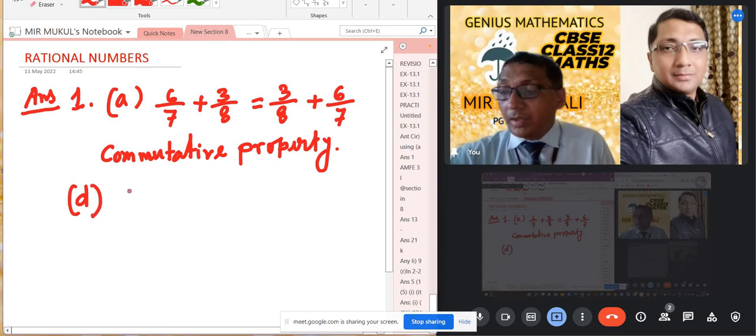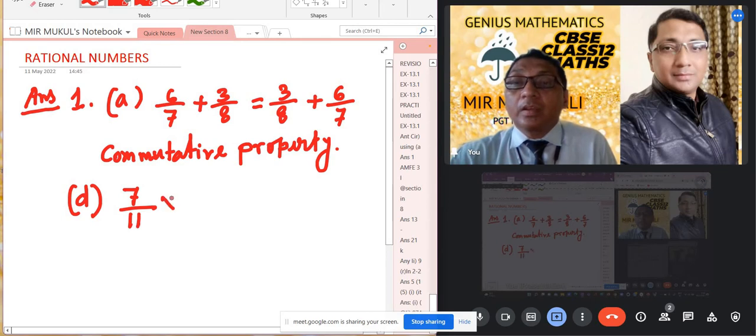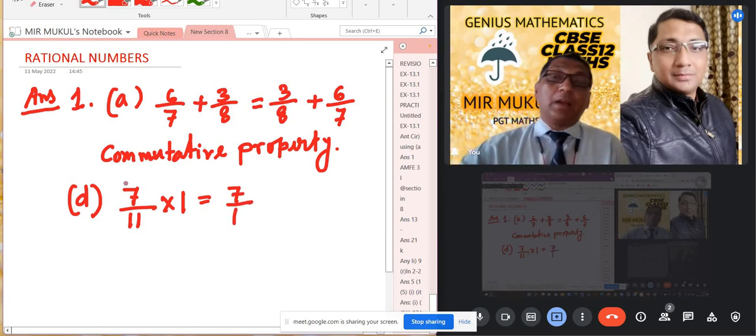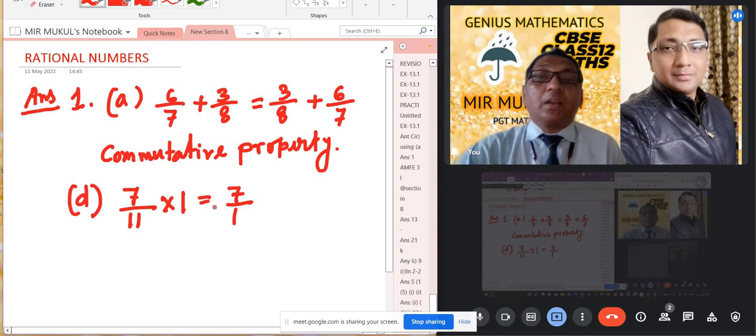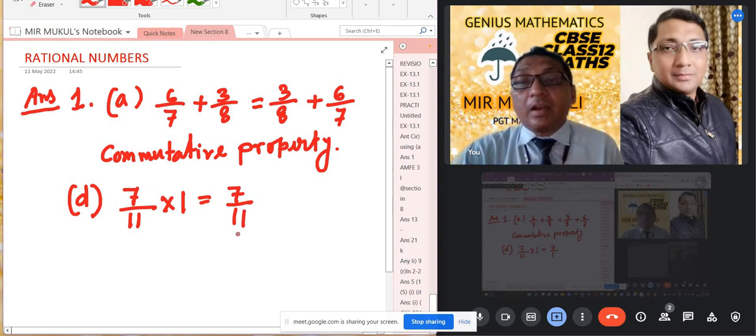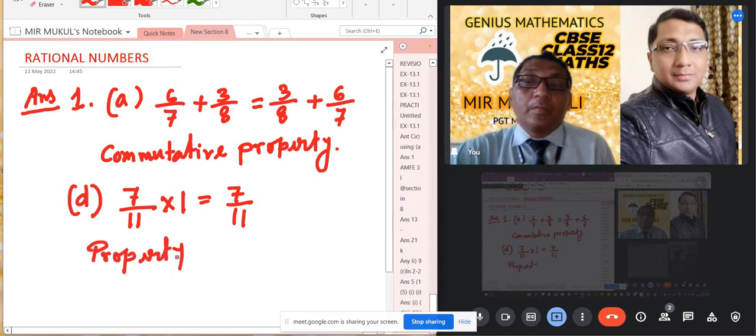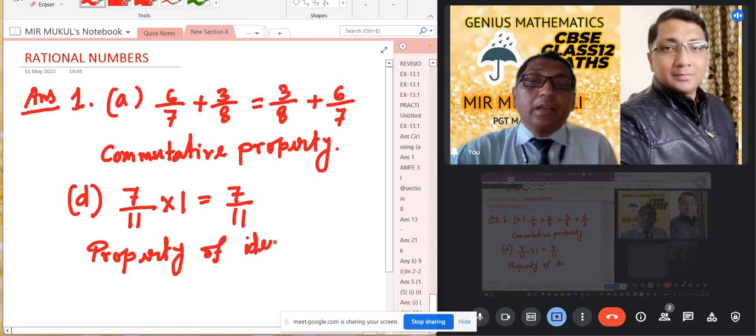One more question I'm doing, D. 7 by 11 into 1 equals 7 upon 11. So if you multiply any rational number with 1, the same number you will get, that is 7 upon 11. If you get the same number, then it is identity. This is the property of identity.